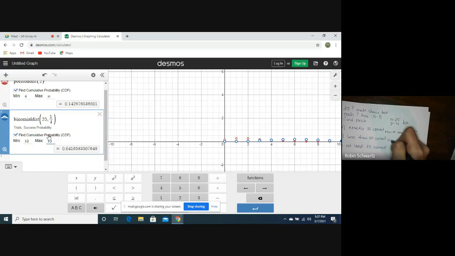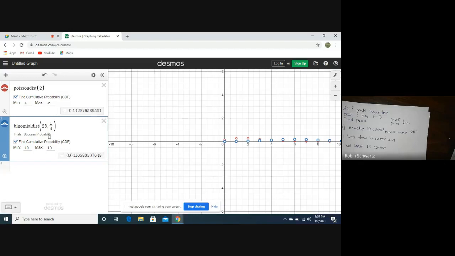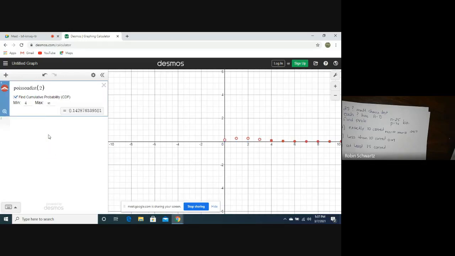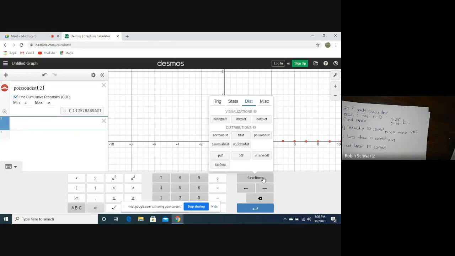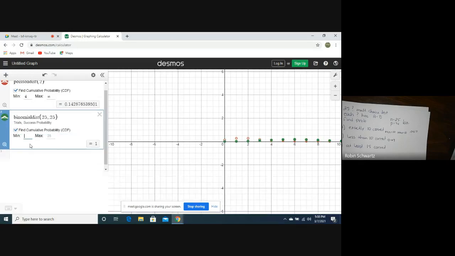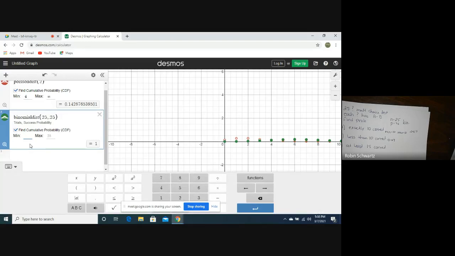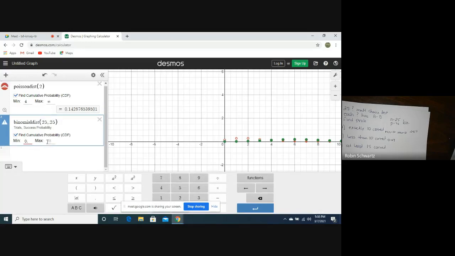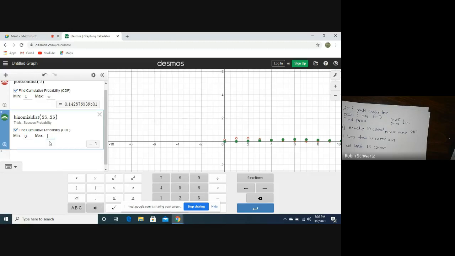Less than 10. So you just got to be able to interpret, what does less than 10 mean? Well, that's 0 through 9. 10 is not included in less than 10. So our min is going to be 0, and our max is going to be 9. Oops, shoot, got rid of it. Hit the wrong thing. Binomial, 25, 0.25. Cumulative. All right. I've got 0 to 9, 0, comma, 9. 0.929. Pretty good chance of that happening.